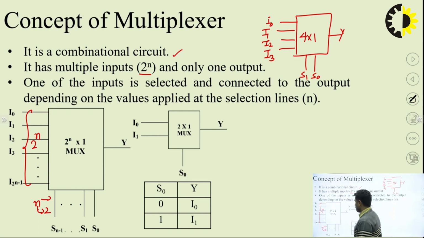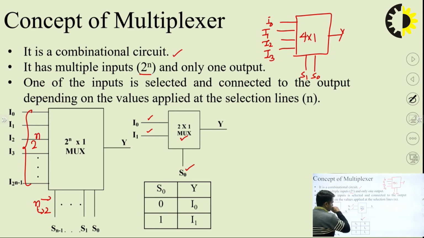Similarly, if I put n equal to 1, that means a multiplexer with a single select line. This is the 2 cross 1 multiplexer. For a single select line, there can be 2 inputs, I0 and I1. So 2 inputs are there and a single output is there. Hence the name 2 cross 1.